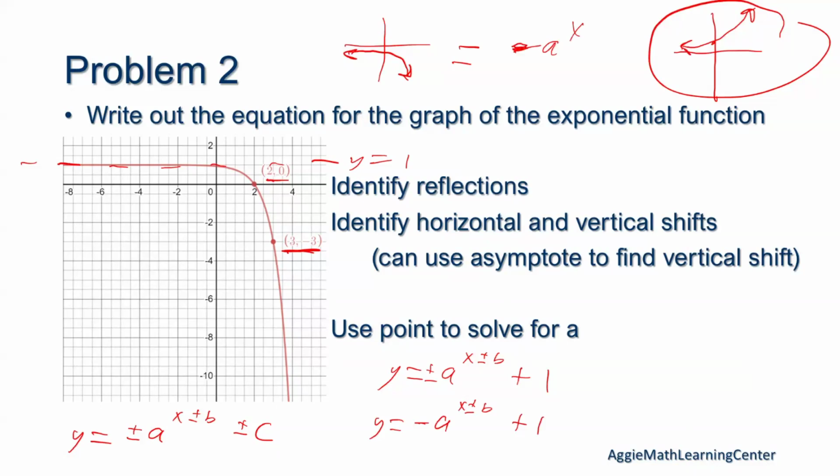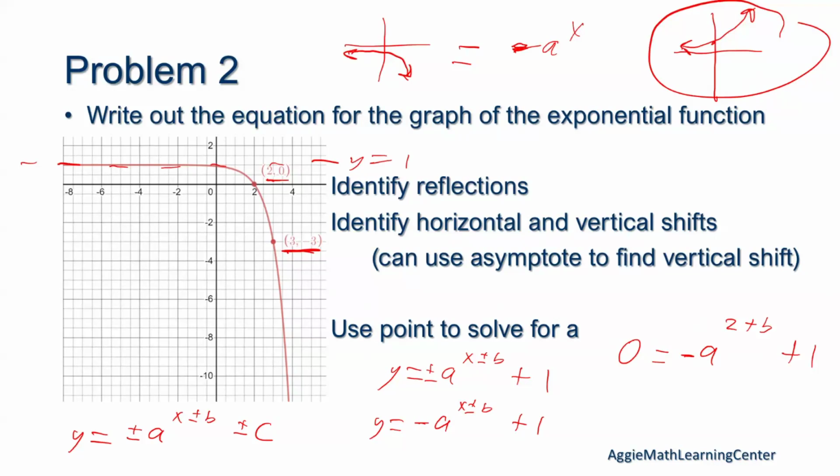Now we can look at that point (2, 0) and say at that point, y is going to be 0. So if we plug that point into this equation, you have 0 equals -a to the 2 plus b, plus 1. I just plugged that point into the equation we have there.